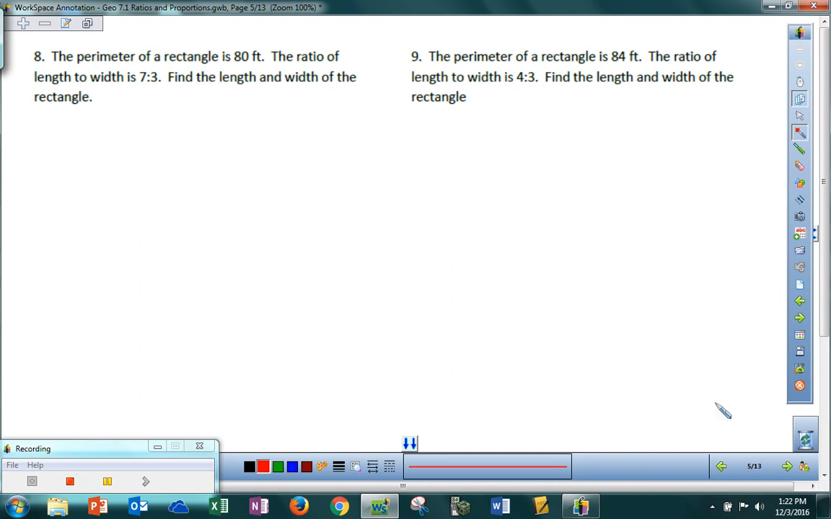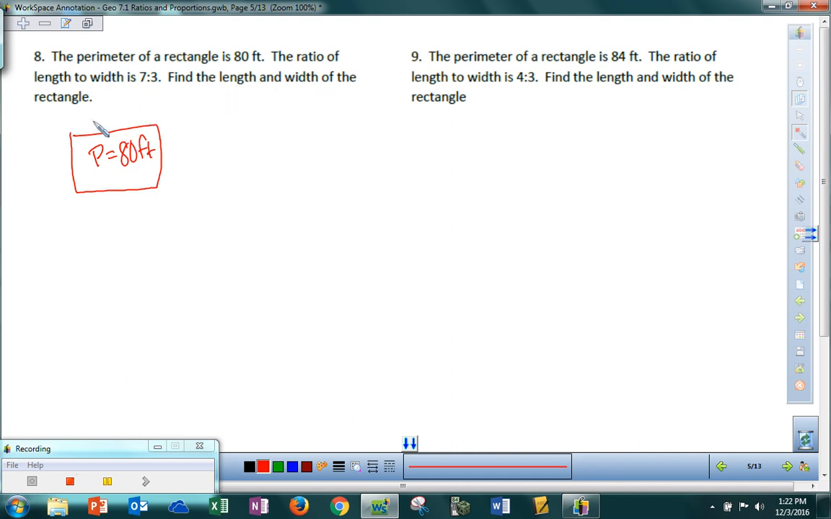The next problem is talking about the perimeter of a rectangle, so I'm just going to go ahead and sketch a rectangle on here. Now, the perimeter, if you remember, is just the distance around, and that's going to be 80 feet. Now, we're told that the ratio of length to width is 7 to 3. Again, 7 and 3 are not our actual side lengths, because if you try to say 7 plus 7 plus 3 plus 3, we definitely don't get up to 80 feet. What we want to know is what are the actual length and the actual width of the rectangle.